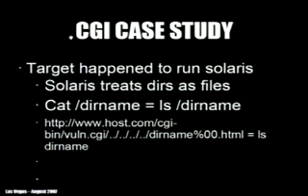It turns out that this particular target happened to be running Solaris. The nice thing about Solaris is that it treats directories as files under certain conditions. For example, if you cat a directory name, it'll come back as if you had done an ls in that directory name. So using this directory traversal, you can sort of map out the directory structure of every directory that the web server user account has access to.